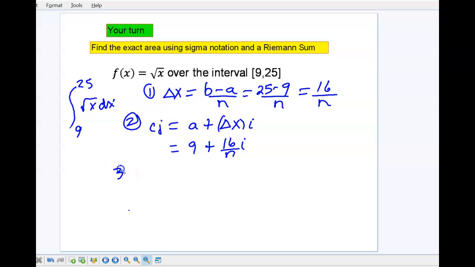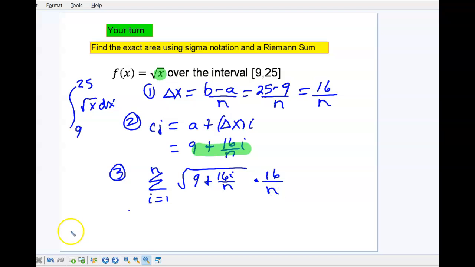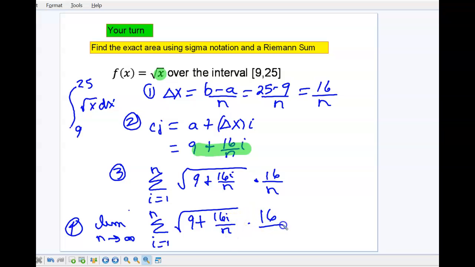So now in step 3, I'm going to find an approximate solution or the general solution by doing my summation notation. Now I'm plugging this point into my function in place of x. So it's going to be the square root of 9 plus 16i over n times delta x, which is 16 over n. And step number 4 now, the exact answer is going to be the limit as n goes to infinity of the sum from i equals 1 to n of the square root of 9 plus 16i over n times 16 over n.